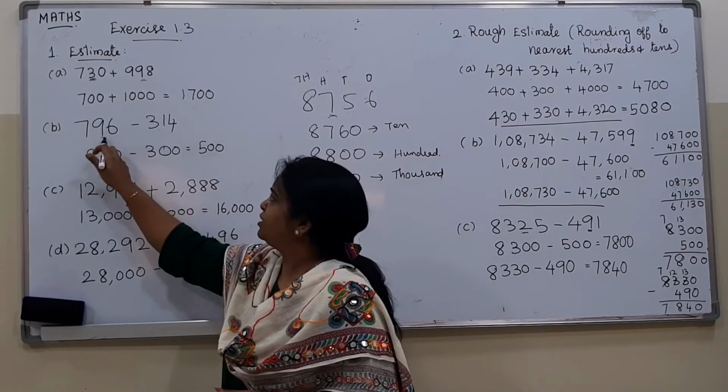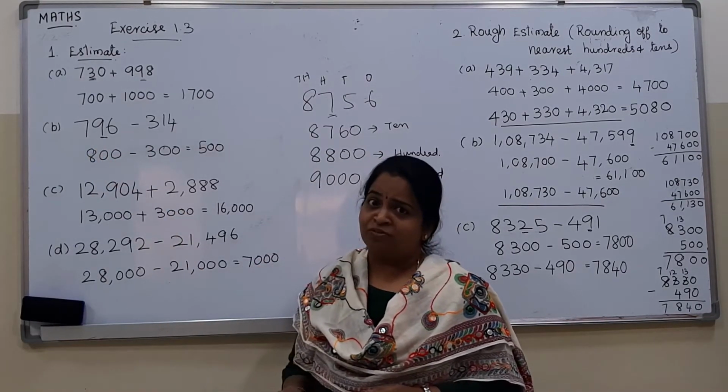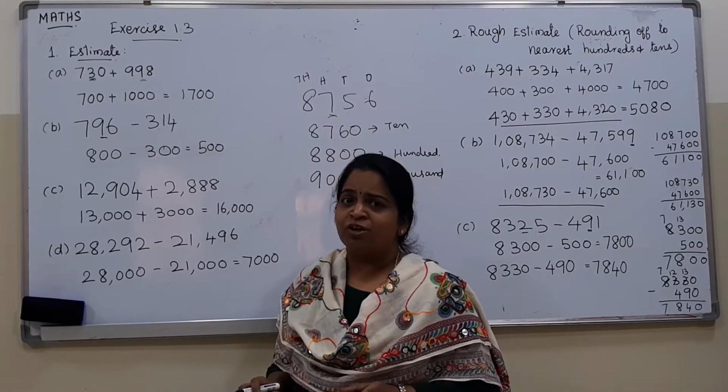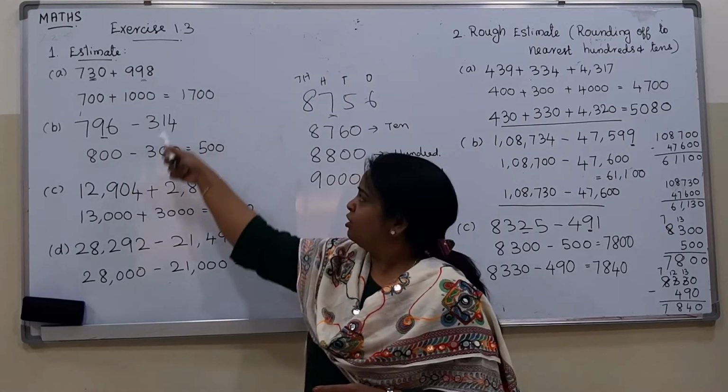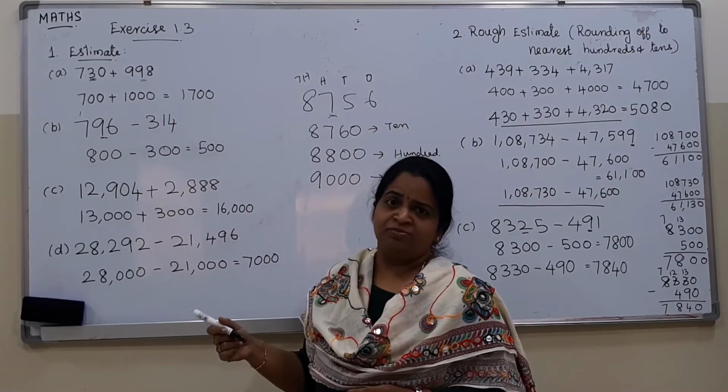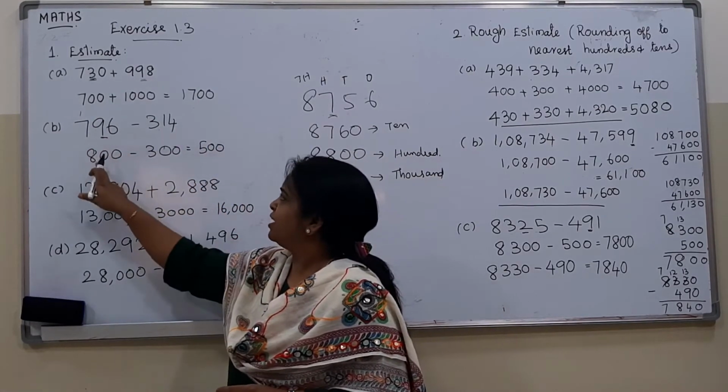Here check the number in tens place. It is more than 5. More than 5 means what you have to do? You have to add 1 with the number in the 100th place. We are all rounding this number near to 100. Okay, so it is 800.